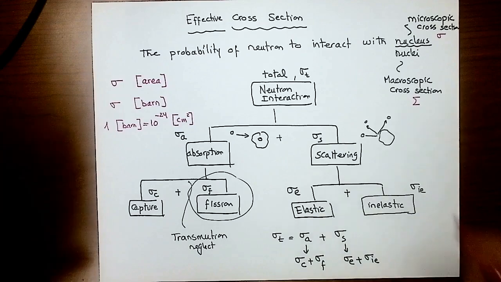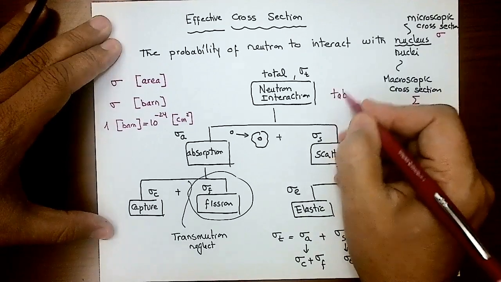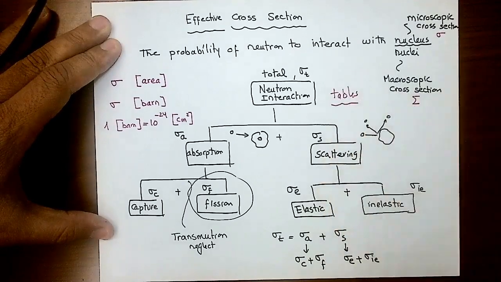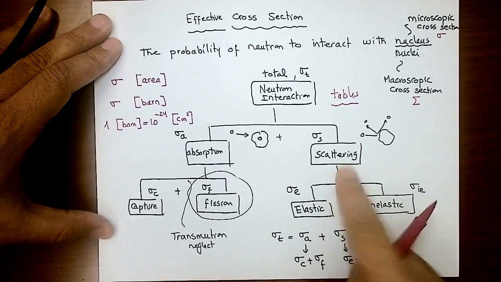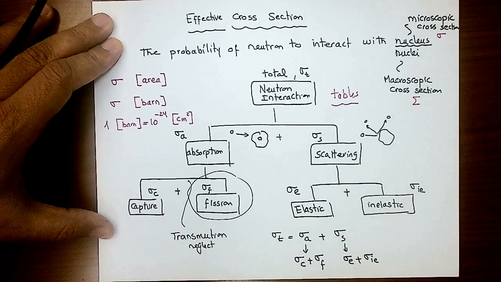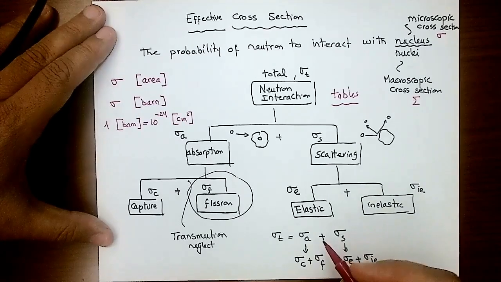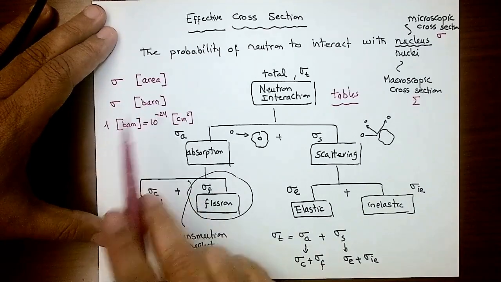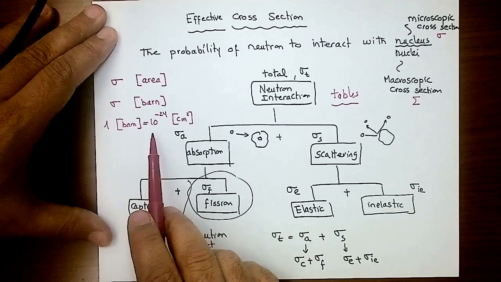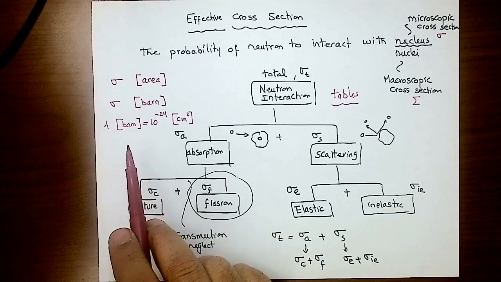When you open any book, you will find that these are all tabulated values. These are in tables. So you will find tables that include the probability of absorption, of fission, of scattering for a single nucleus of uranium-235, plutonium-239, whatever it is, depending on the isotopes. The unit is usually given in barns. You can convert barn into centimeter squared by multiplying by 10 to the minus 24.